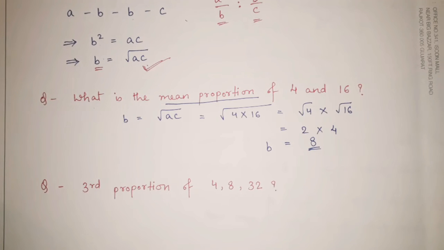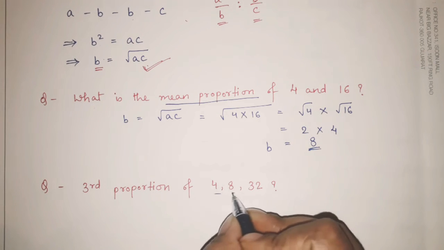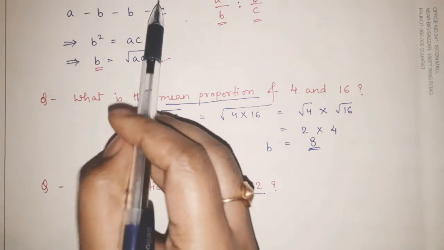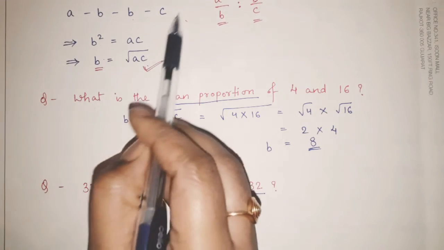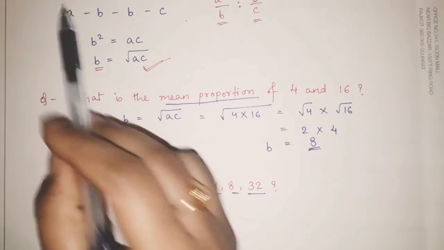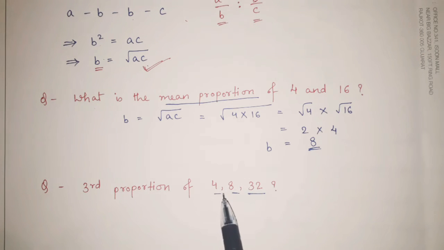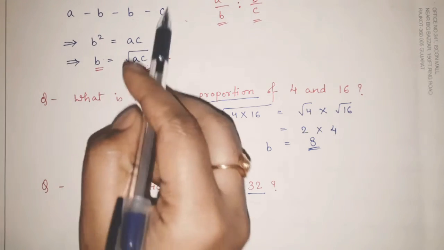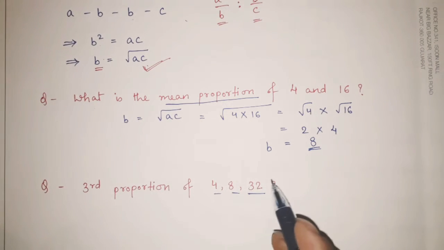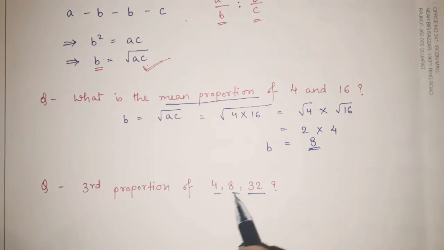Now, they are asking about the third proportion. That means what? 4, 8 and 32. See, it is again something like this. Out of these four numbers of the proportion, they have already given us three numbers, and they are asking about the third number. The third proportion of this is equal to question mark.